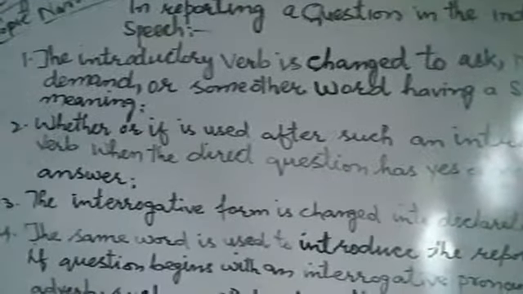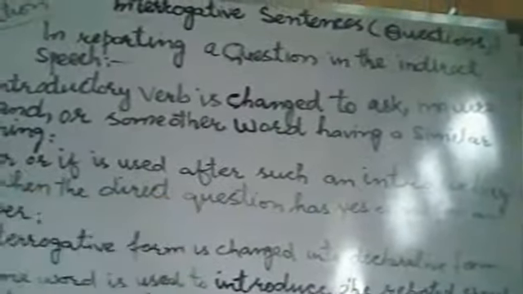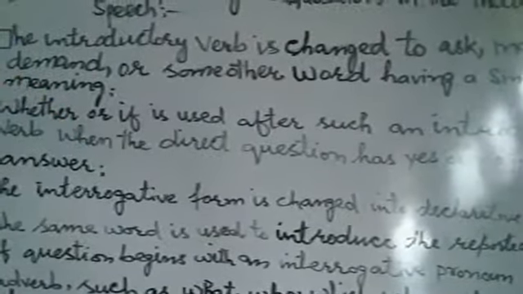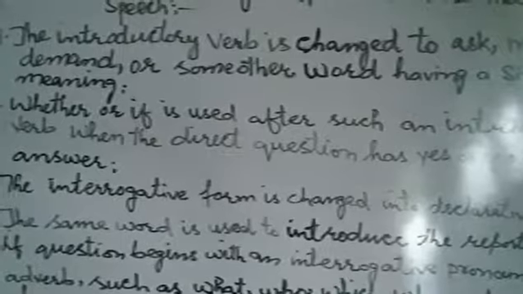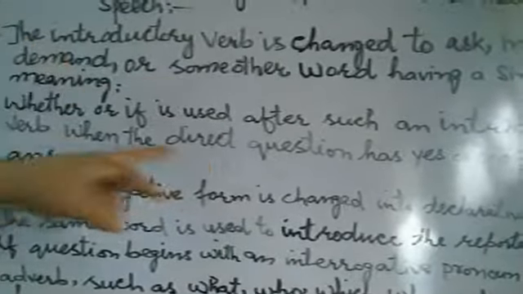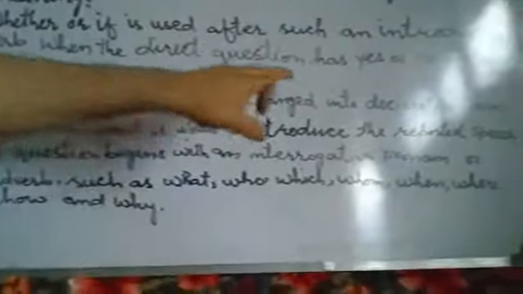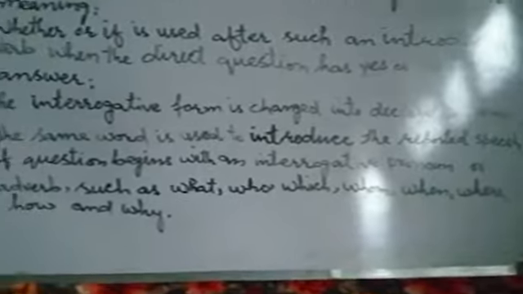Number two is if. Whether or if is used after such an introductory verb when the indirect question has yes or no for an answer. If a yes-no question is given, we use whether or if in these sentences. Number three, the interrogative form is changed into declarative form. We cannot keep it the same.